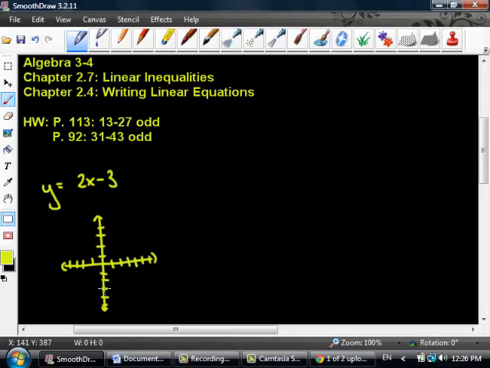So I'm going to start at negative 3 because that's where our y-intercept is. I'm going to move up 2 and to the right 1 because that's what my slope is telling me. I now have a straight enough line that looks kind of like that.